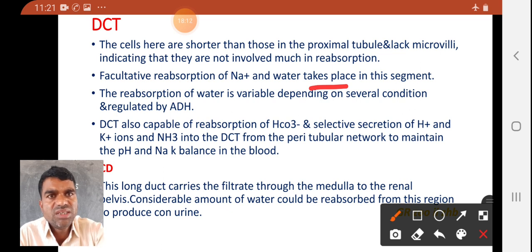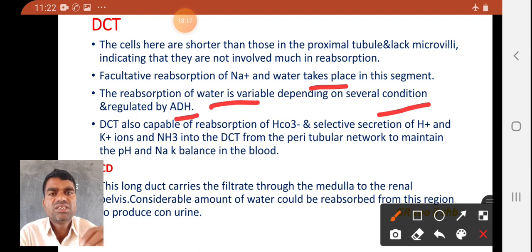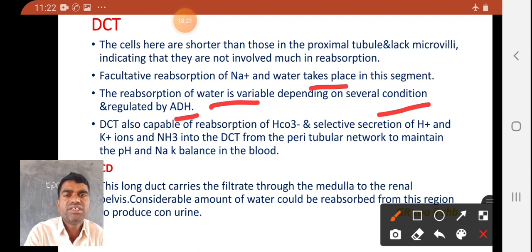Okay, the reabsorption of water is variable depending on several conditions and regulated by ADH. ADH means antidiuretic hormone, also known as vasopressin. What is the function of ADH? If there is a deficiency of ADH or vasopressin, it causes the disease called diabetes insipidus. It comes in MSET and NEET various competitive exams also, this bit.